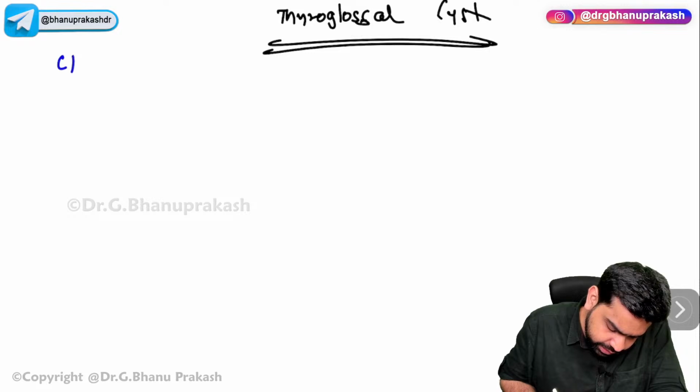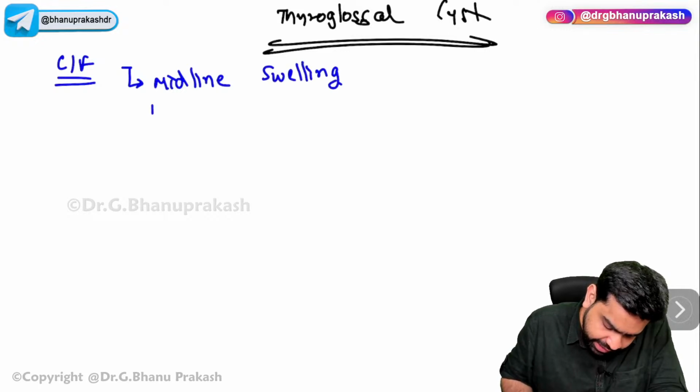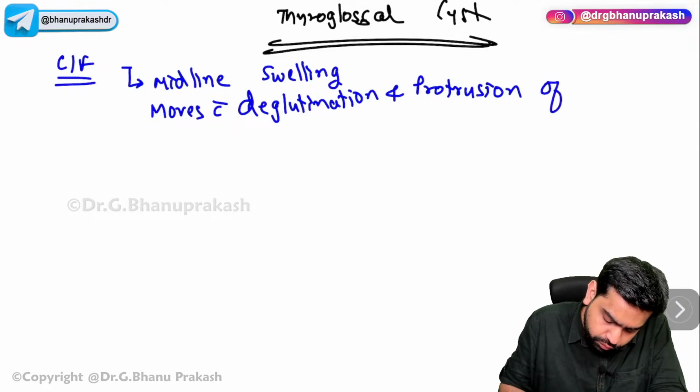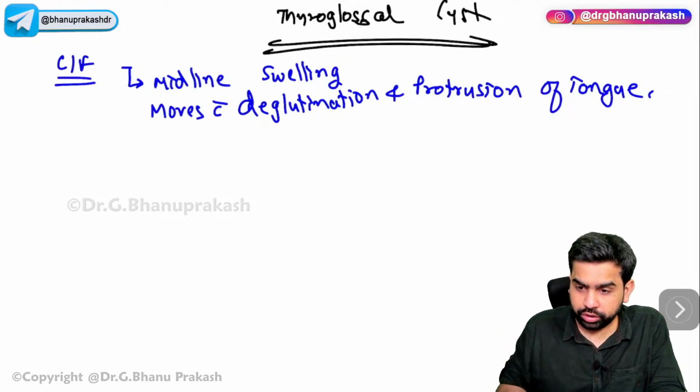What about the clinical features of these patients? This is usually a midline swelling, which moves with deglutition and protrusion of the tongue. So this is the swelling which moves with deglutition and the protrusion of the tongue. Very important. Okay, that's fine.